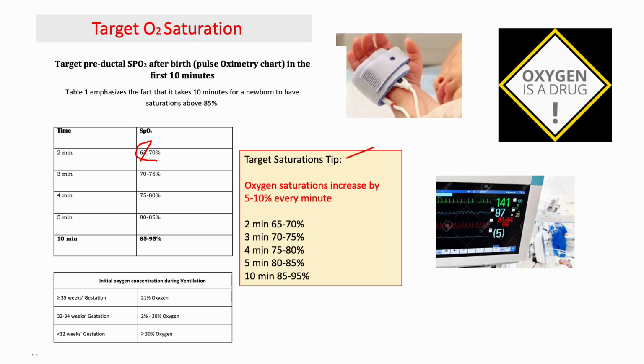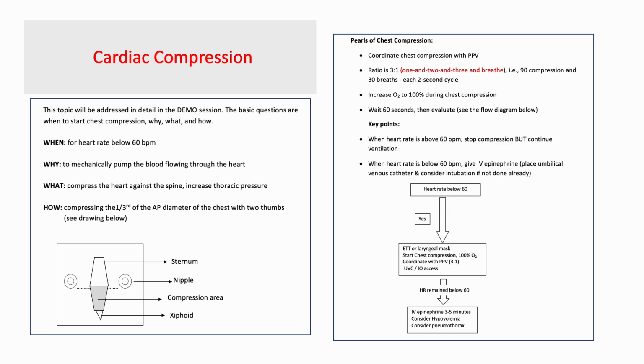And a few changes on the requirement of using the fraction of oxygen. So for bigger babies greater than 35 weeks, use 21%. Between 32 to 34, you can use 21 to 30%. And small premature babies less than 32 weeks, you can start with 30% and titrate it based on the oxygen saturation target. Again, remember, oxygen is a drug, so you use it judiciously.